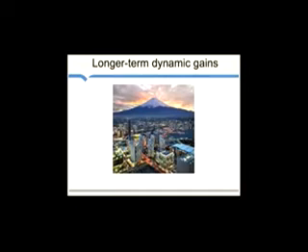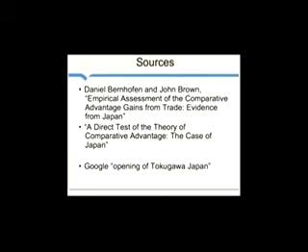The main results here are drawing on a very good and important research paper by Daniel Bernhofen and John Brown, and that is called Empirical Assessment of the Comparative Advantage Gains from Trade, Evidence from Japan. Those same 2 writers have another piece, somewhat more technical, called A Direct Test of the Theory of Comparative Advantage, the Case of Japan. If you'd like to read about the history of Japan's opening up to trade with the outside world, one place you could start is simply to Google opening of Tokugawa, Japan.